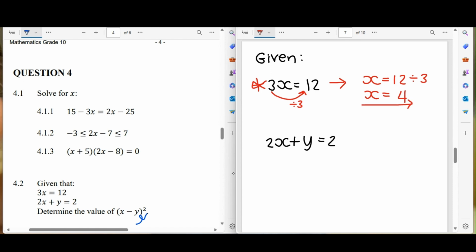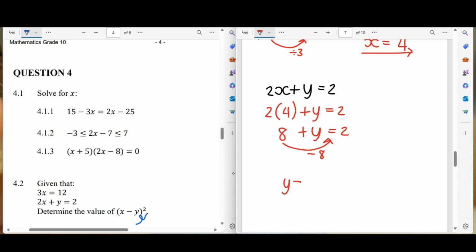Okay, I can then use that in this equation. So wherever there is x, I'm going to put 4 instead. So I'm going to say 2 times 4 plus y is equal to 2. So 2 times 4 is 8 plus y is equal to 2. I want to get y by itself so I can just know what y is. So let's take that 8 across. So I was adding 8, now I'm going to subtract 8. So I'm going to get y is equal to 2 take away 8. So that is going to be minus 6.